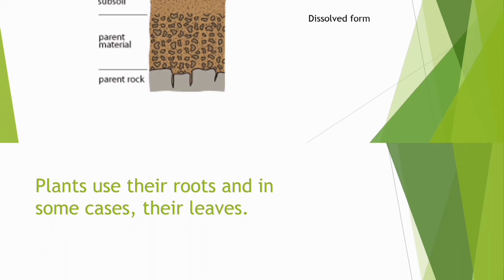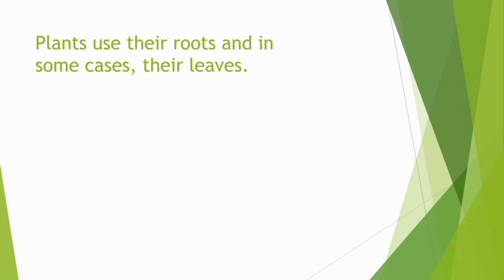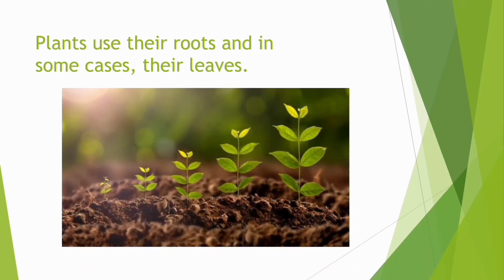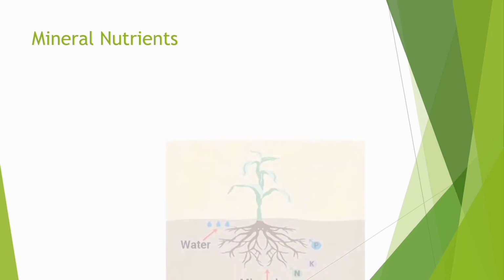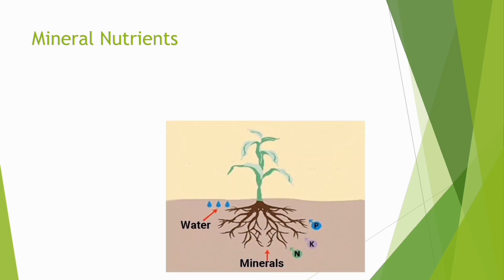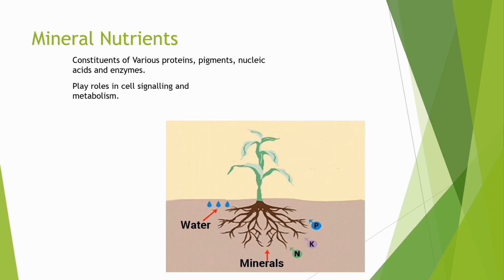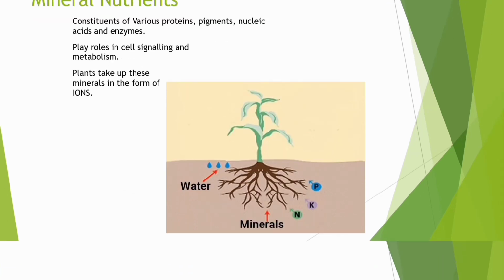To absorb minerals from the soil, plants use their roots and in some cases, their leaves. The mineral nutrients absorbed have many functions and roles to play in the body of plants. They are constituents of various proteins, pigments, nucleic acids, and enzymes. They also play roles in cell signaling and metabolism. Plants take up these mineral nutrients in the form of ions.